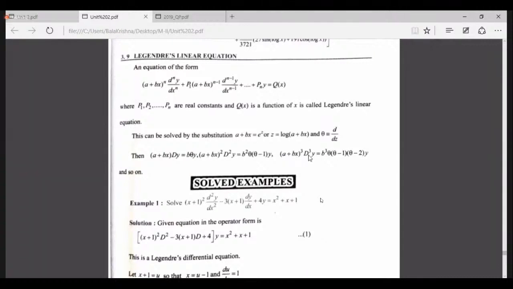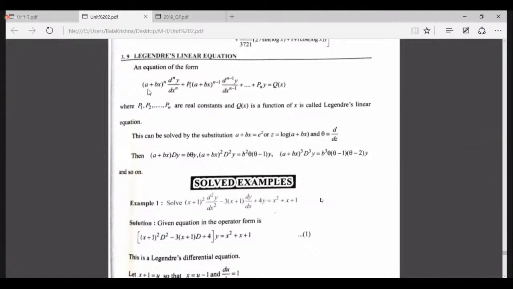There you have x cube D cube as theta into theta minus 1 into theta minus 2. Here, a plus bx whole cube will be nothing but b cube, like that you should write. There xD is theta. Here a plus bx D is nothing but b theta. You need to write just b. There x square D square is theta into theta minus 1. Here b square into theta into theta minus 1. There x cube D cube is this one. Here a plus bx whole cube is nothing but just b cube. The only thing is, there you write theta, here b theta. There you write theta into theta minus 1, here that is b square into this one. So like that b cube, and so on.